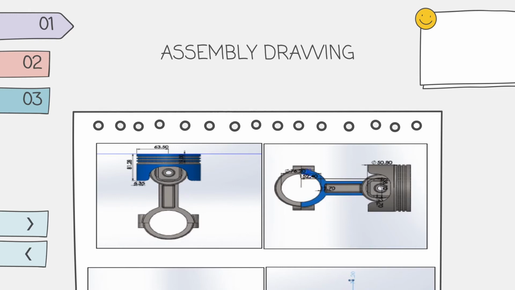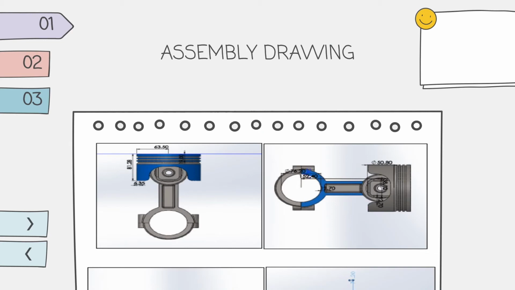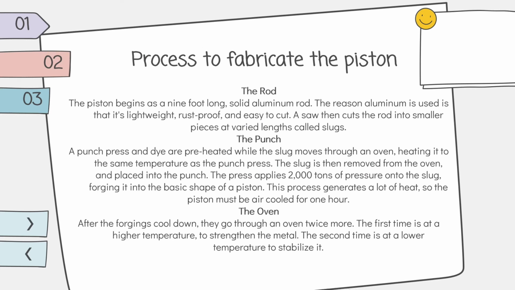As we can see, this is the drawing from the side view, top view, and front view of the piston and the rod itself. The process to fabricate the piston includes the rod, the punch, the oven, the lathe, and the milling machine. The rod begins with a 9 foot long solid aluminum. The reason why aluminum is used is because it's lightweight, rust-proof, and easy to cut. Then the punch, press, and the die are preheated while the slug moves through the oven. This is how the punch and the oven take place during this manufacturing process.